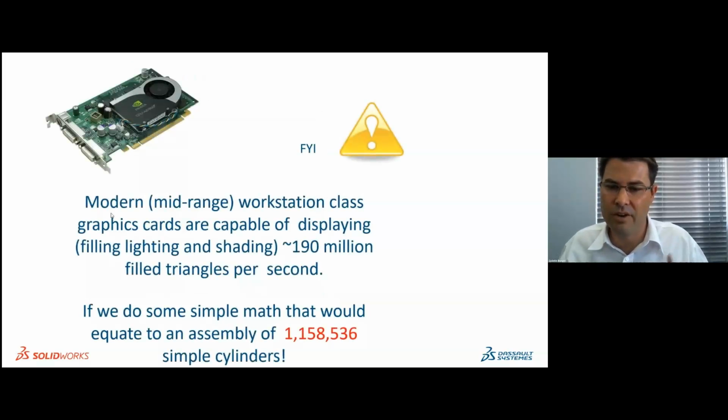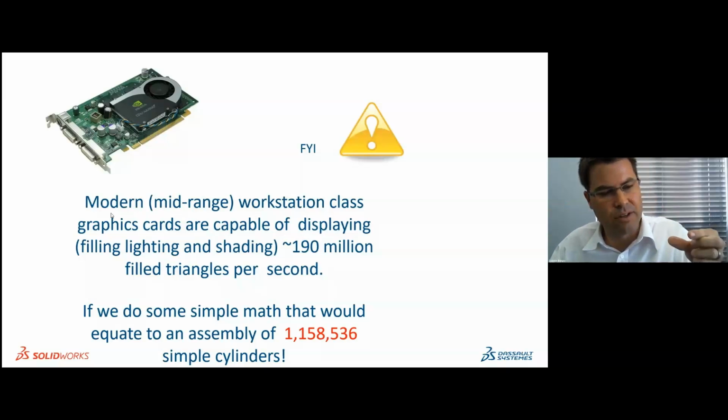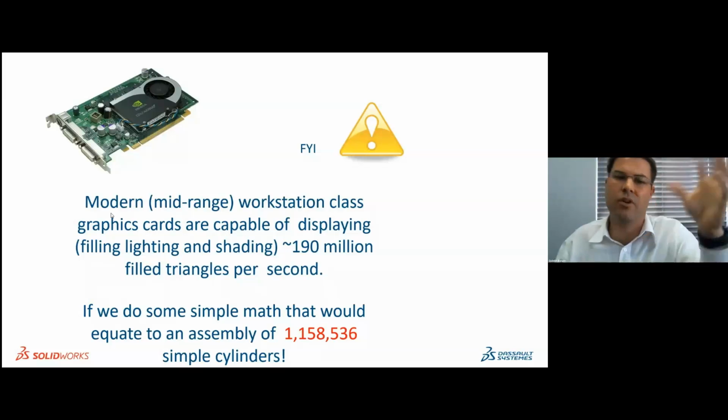So remember the 190 million triangles per second? So remember the small cylinder. If I put that cylinder in an assembly, because of the maths of 190 million, if I just did a reverse mathematics, I'd be able to take that cylinder and do a pattern of that to have it over 1 million instances, because my graphics card would be able to rotate that around.